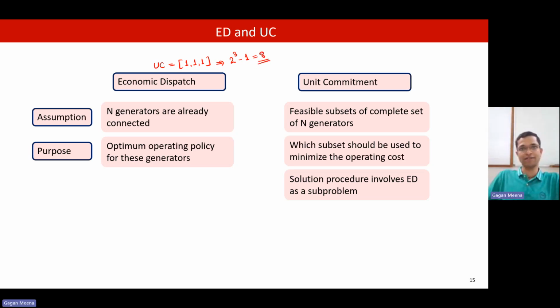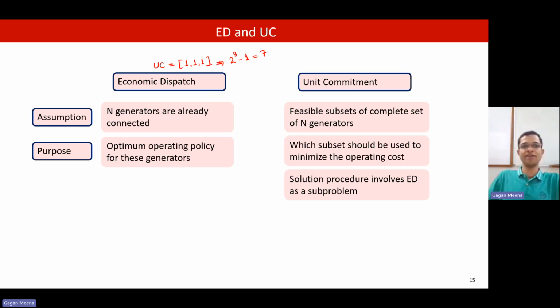8 combinations are possible. Sorry, 7 combinations are possible because 00 is off, is not allowed. 7 combinations are possible. Okay.